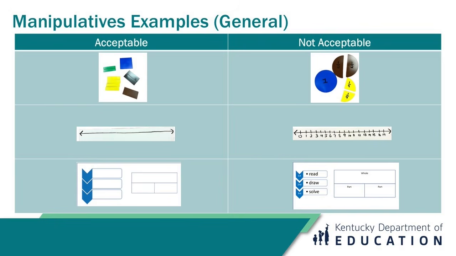Here are some examples of acceptable and not acceptable manipulatives. The first example is fraction tiles. The acceptable tiles do not have any labels. The not acceptable tiles are labeled. The next example is a number line. Notice that the blank number line is acceptable, but the one labeled is not acceptable. The third example is of a 3x5 note card. The acceptable note card has visual strategies but no labels. Because it has been used in instruction, it will serve to jog the student's memory on the process of solving a problem. The card on the right has labels such as whole, part, and is not acceptable.